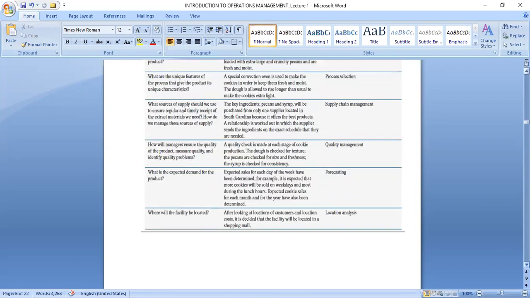And then another operations management decision would be on supply chain management.